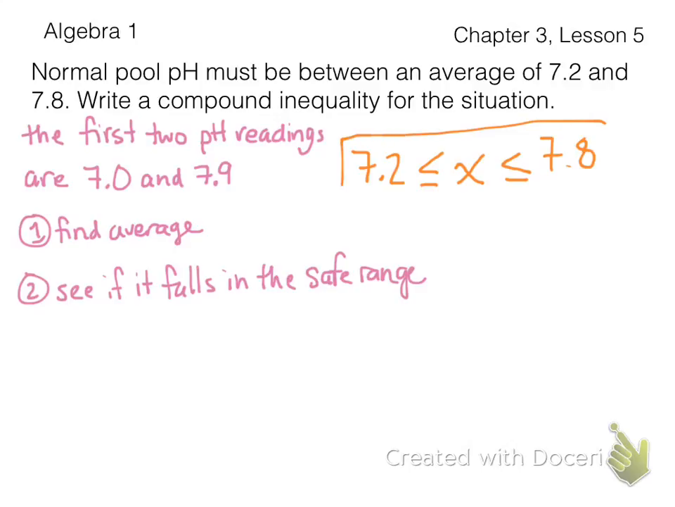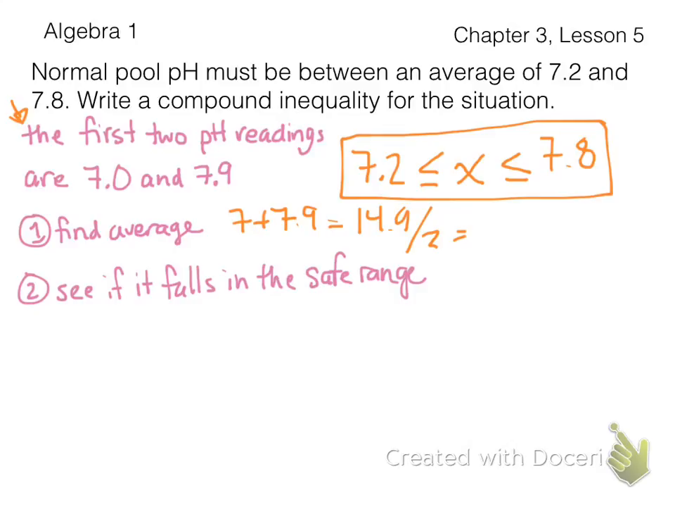So that's the compound inequality. Now, if you're actually going to use a problem like that one, they give us 2 readings for the day. So if the pool read 7.0 in the morning and 7.9 in the afternoon, we can go ahead and find the average. 7 plus 7.9, that's 14.9, and we got to divide by 2 because we've got 2 readings.